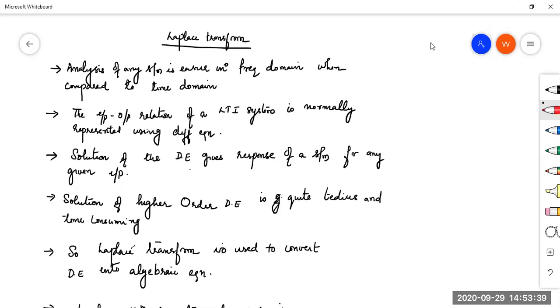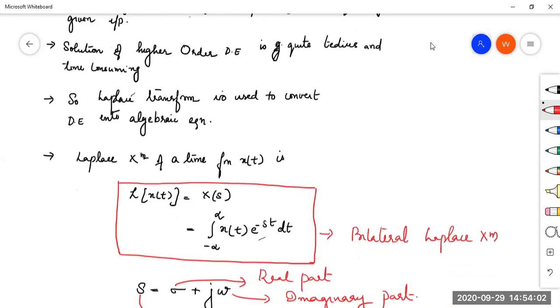Now, Laplace transform is a mathematical tool which is used for converting time domain representation of this differential equation into frequency domain representation or algebraic equation, or you can say it is used for converting any signal represented in time domain to frequency domain. So Laplace transform is a mathematical method which is used to convert differential equation into algebraic equation.